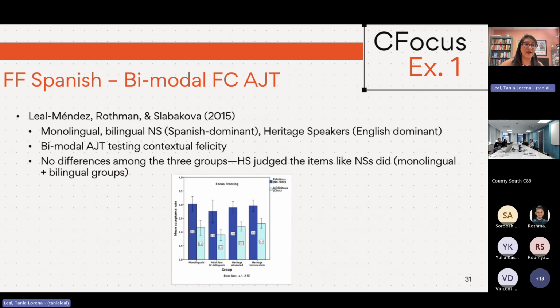You see here, this is the difference between the felicitous and infelicitous context. There are some differences here that you can see numerically, but they were not statistically significant. So heritage speakers really pattern just like the native speakers, whether monolingual or bilingual. So again, this is not a structure that works exactly in the same way in English and Spanish. So that was interesting to see.